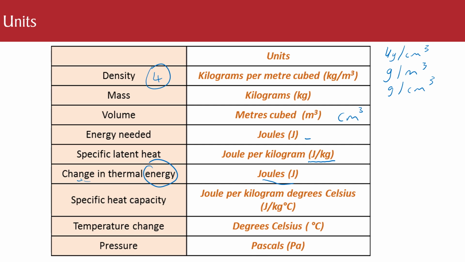Specific heat capacity, they love this one, it's joules per kilogram degrees C. Temperature change, again, because it says temperature, the change bit doesn't really make any difference, degrees C. And pressure is then measured in pascals.